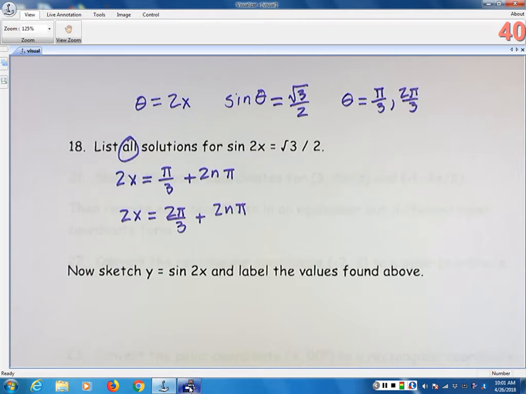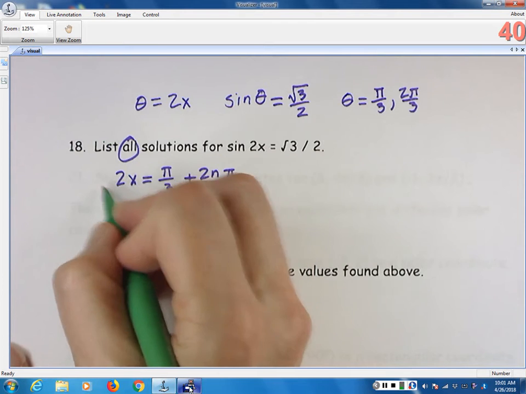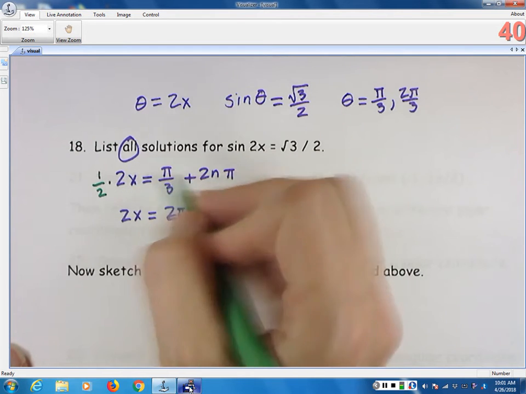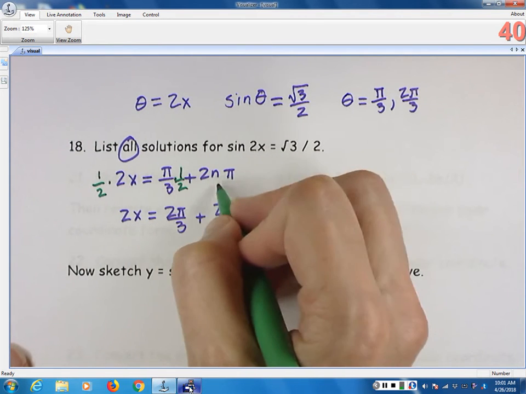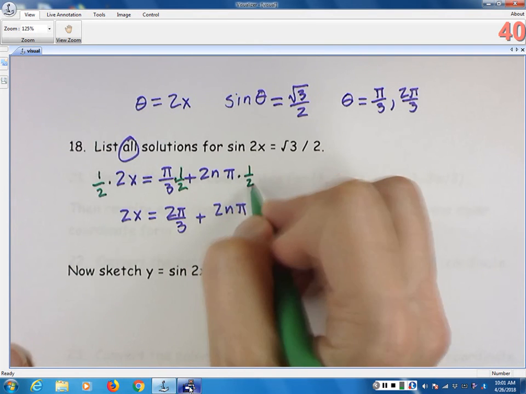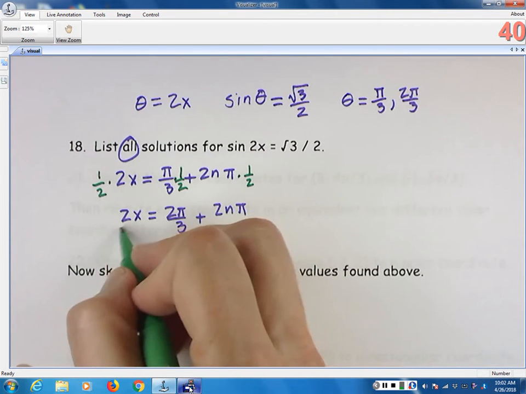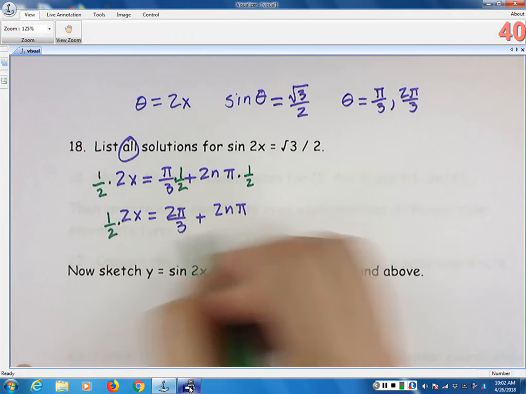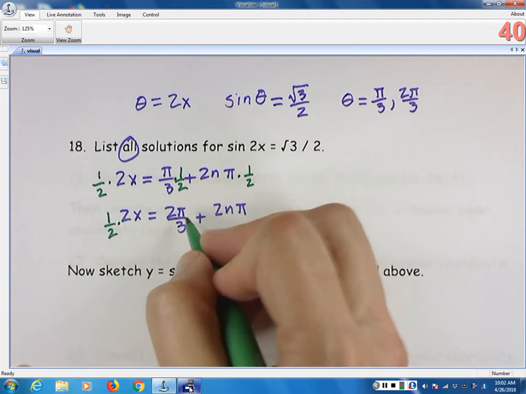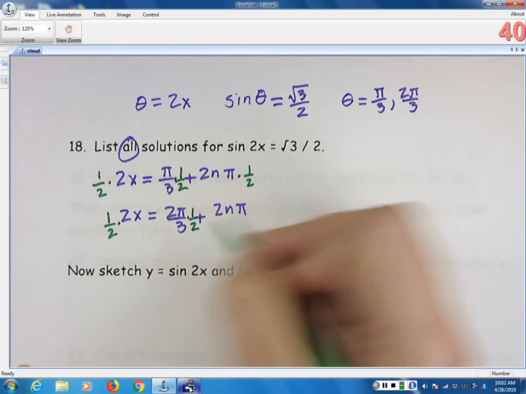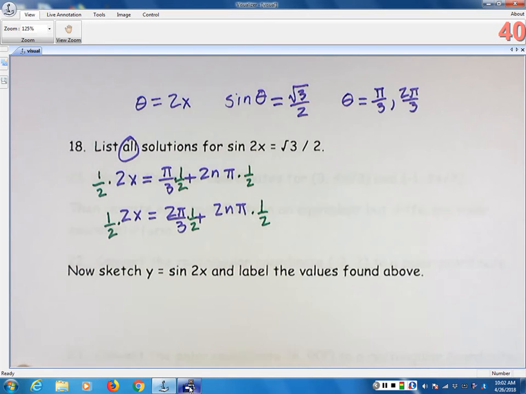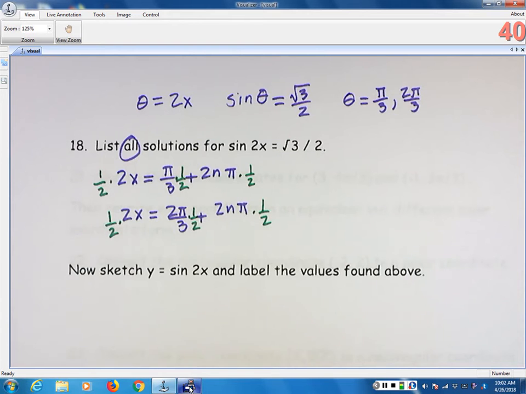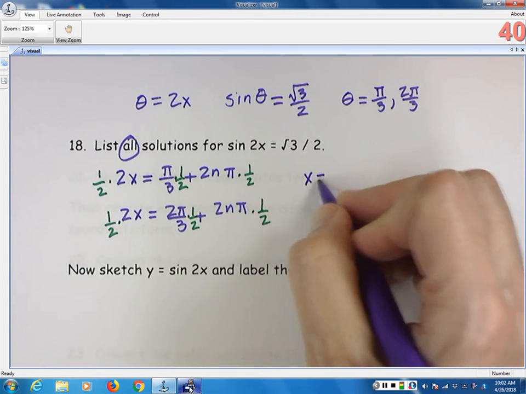Now dividing by 2 is the same thing as multiplying by a half. So if you want to write times a half, that's the same thing. We're solving for x. I'm doing times a half because I don't want to do divided by 2 here. It's just a lot of work. Much easier to see that the 2's cancel here. You get x equals pi over 6.